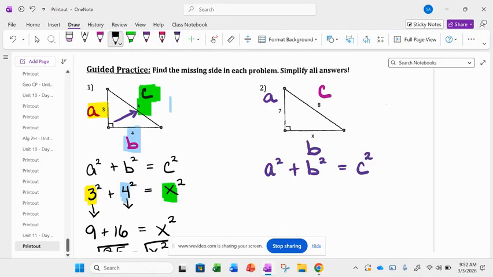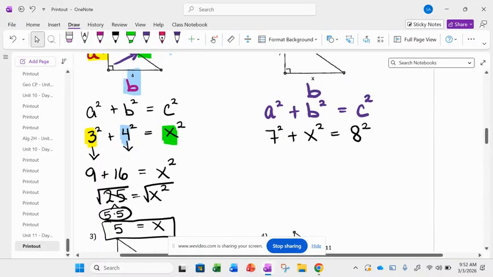And now we plug in our numbers. Well, A is 7, so I'm going to say 7 squared plus B is X, so plus B squared equals C squared. Well, C is 8, so I'll say 8 squared. The biggest part of this is plugging in the numbers in the right spots. Is everybody okay with how I got those numbers?